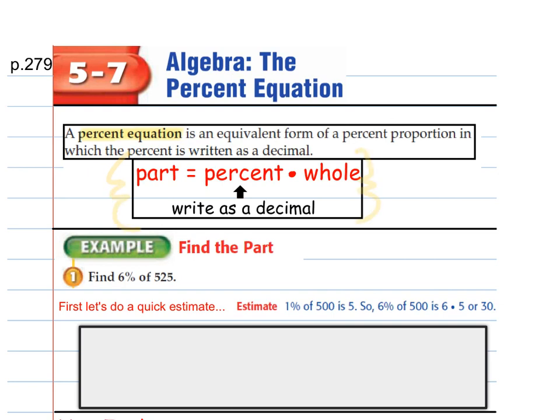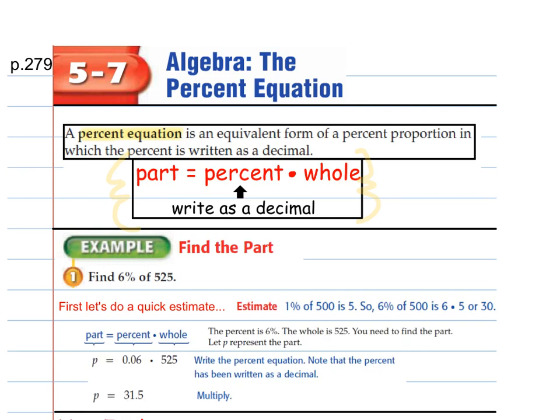So we are going to look at this first one where we are going to find the part. We're finding 6% of 525. First we're just going to do a quick estimate. 1% of 500, which is really close to 525, is 5. So for 6%, we'd multiply that 5 by 6 to get 30. So I'm estimating that 6% of 525 is going to be close to 30. Well, let's find out for sure.